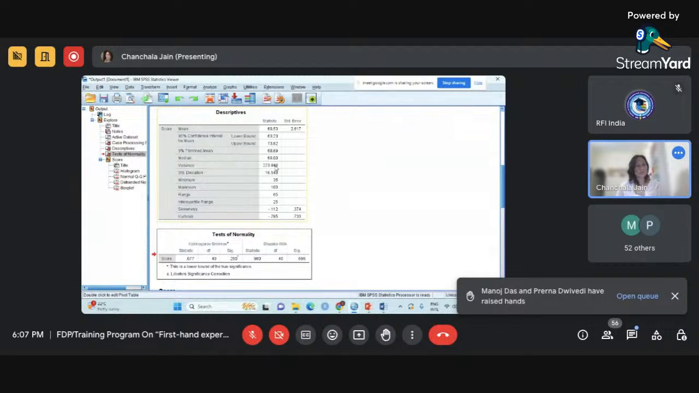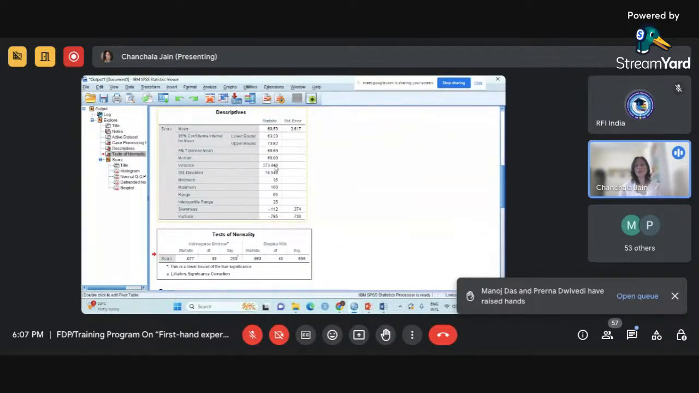Yes, ma'am. So looking at these two figures, I can somewhere say that it might be possible the data is approximately normally distributed. Second thing is you need to check the skewness and the kurtosis figure. Here kurtosis and skewness are in the threshold range.